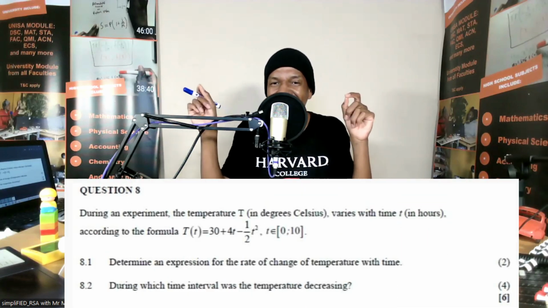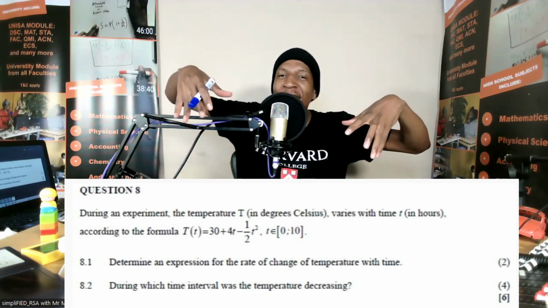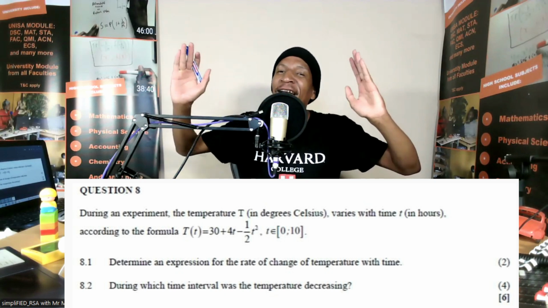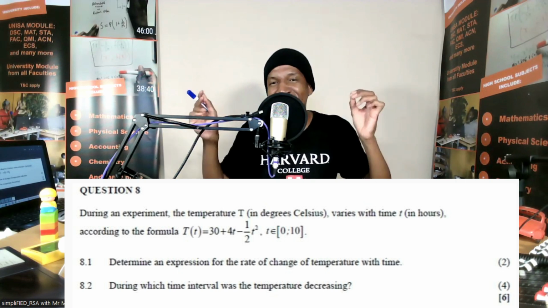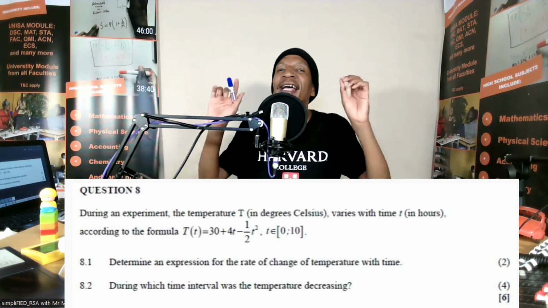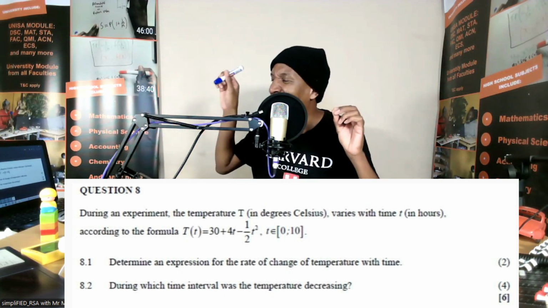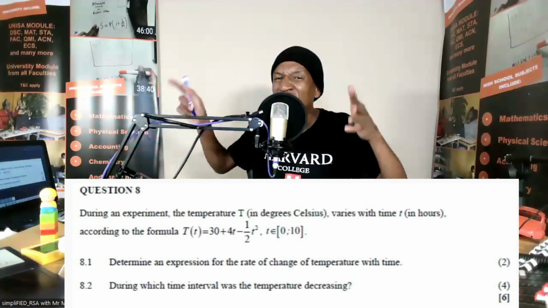So for 8.2 now, we are required to show during which time interval the temperature was decreasing. Just like that, you are expected to use the information you have to give the interval when the temperature was decreasing. Again, like I say, differentiation can be used in various forms. So to tell the interval of when the temperature was decreasing, you just have to show that the rate of change decreases, this is how it goes.